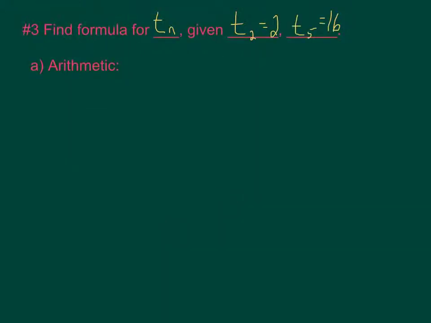Okay, in example 3, you're going to find a formula for Tn, given that T2, the second term, is 2, and the fifth term is 16. I'm also going to tell you that this is an arithmetic sequence that we're working with. Since it's arithmetic, you should know the formula that you'll use: the nth term is equal to the first term plus n minus 1 times the common difference, d.